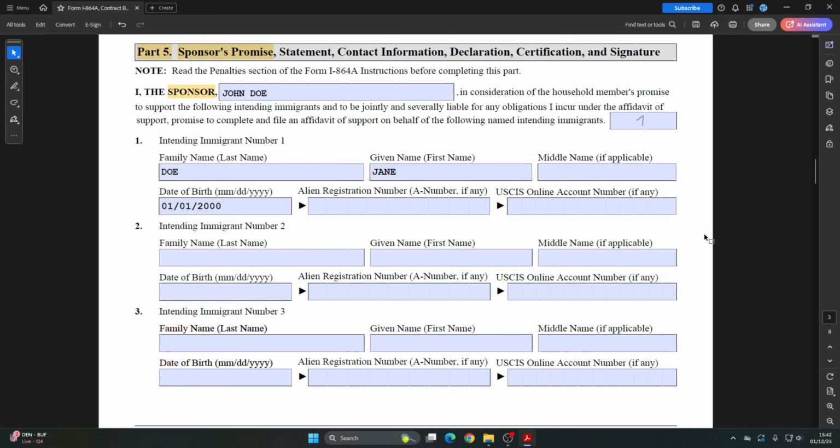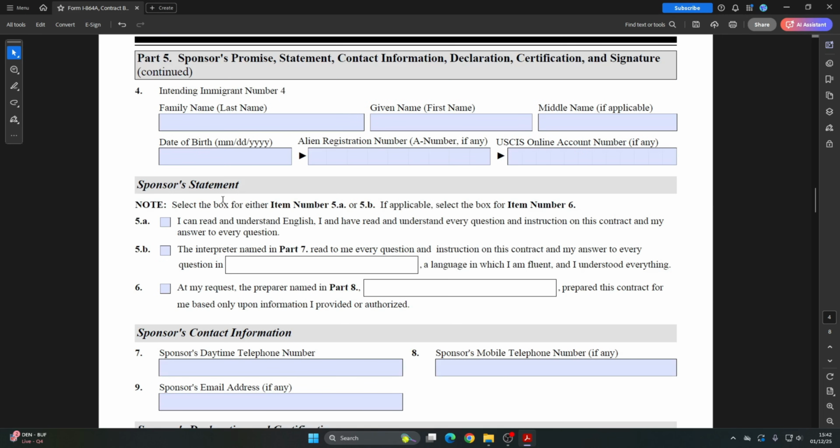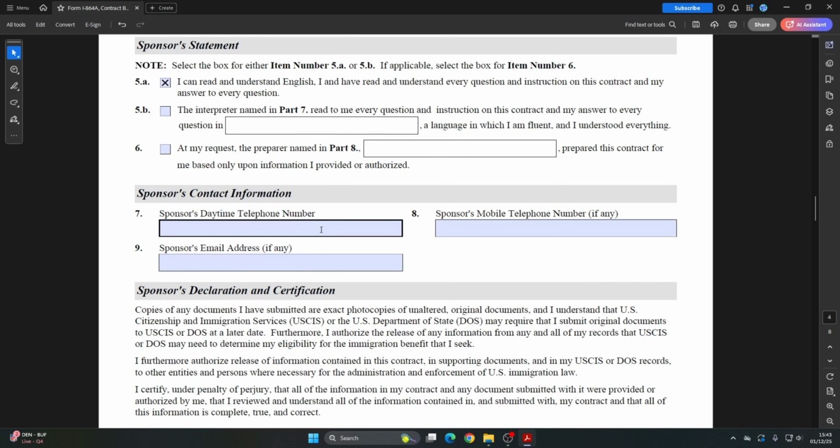After you complete this section, select the appropriate statement, whether you can read and understand English or if the questions were interpreted for you. And then if somebody else prepared the form for you, then you can select this box and indicate the name here and provide the sponsor's contact information. If your mobile phone is the same as your daytime phone, you can either repeat it here or leave this blank.